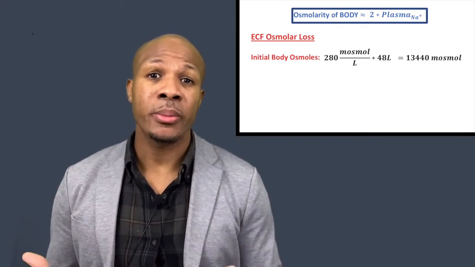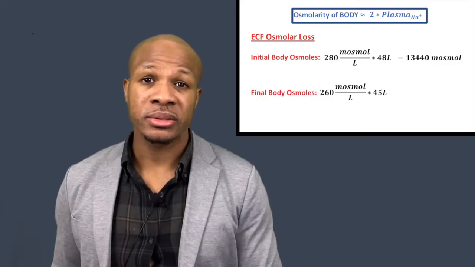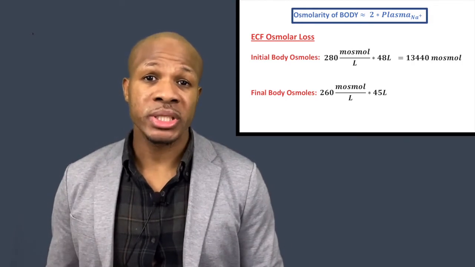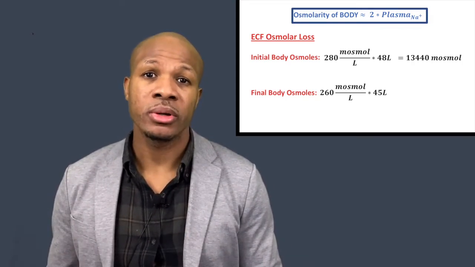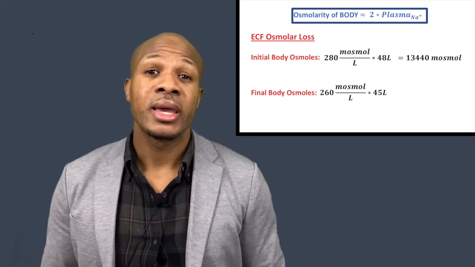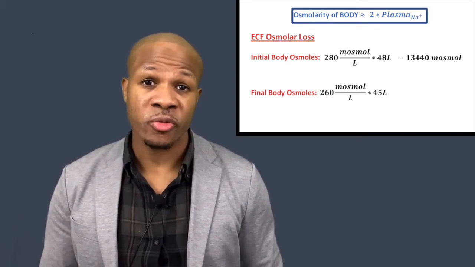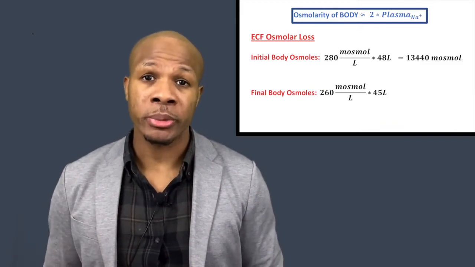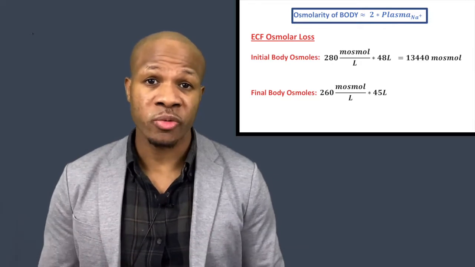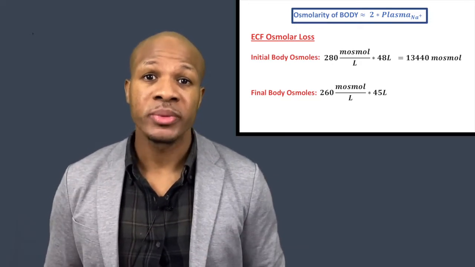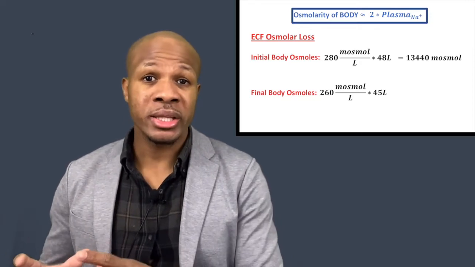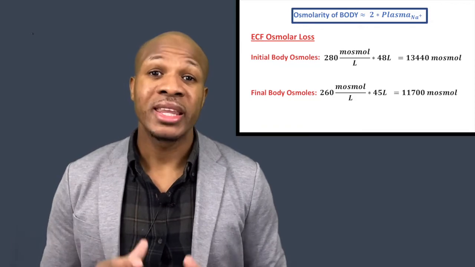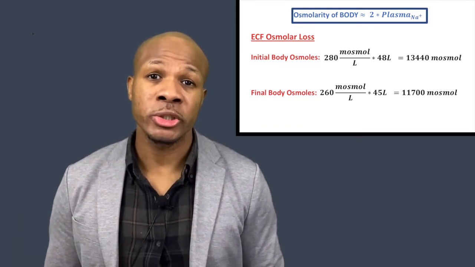Now let's calculate how many particles remain after the incident. The sodium concentration went down to 130, and if we double 130, we get 260. So the body osmolarity ends up being 260 milliosmoles per liter. And she also lost 3 kilograms of weight, and this was water weight. And the specific gravity of water is 1 kilogram per liter. So if she lost 3 kilograms of weight, she lost 3 liters of water. So her total body water has gone down from 48 to 45. So we multiply 260 times 45, and that gives us 11,700 milliosmoles.